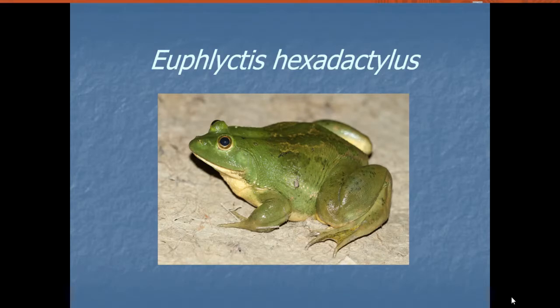So today we'll see the morphology of Euphlyctis hexadactylus, which is commonly known as green pond frog. It was earlier known as Rana hexadactylus. Now the name has changed. Why is it known as hexadactylus? It is due to the rudimentary sixth digit in the hind limb of this frog. In Greek, hexa means 6 and dactylus means digit.